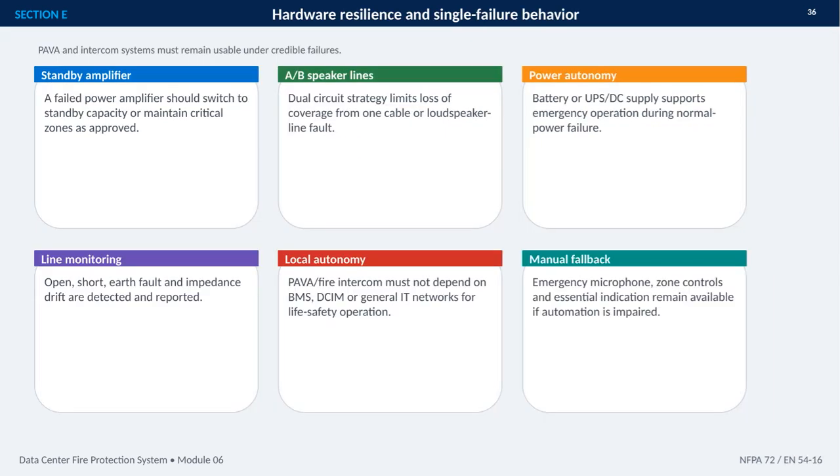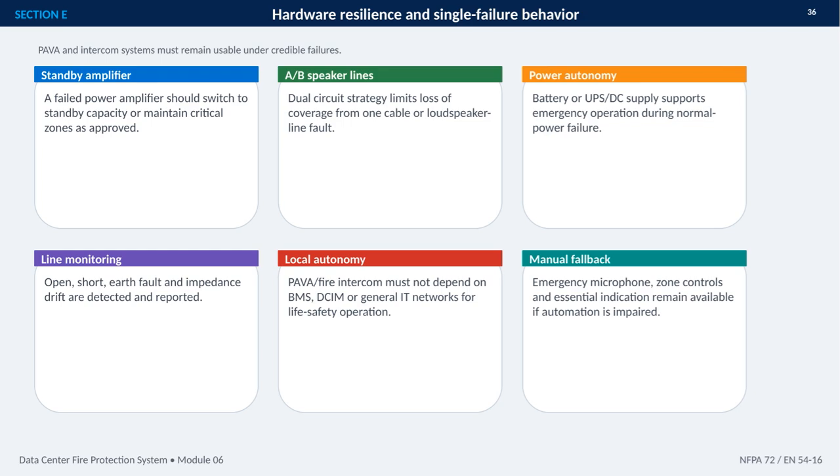This section focuses on hardware resilience and how PAVA and intercom systems behave when something goes wrong. The objective is straightforward. Life safety communication must remain usable under credible single failures. First, a failed power amplifier should either transfer to standby capacity or continue serving critical zones, in line with the approved design. A dual circuit, AGB speaker line strategy limits the amount of coverage lost if one cable or loudspeaker line develops a fault. Power autonomy is equally important.